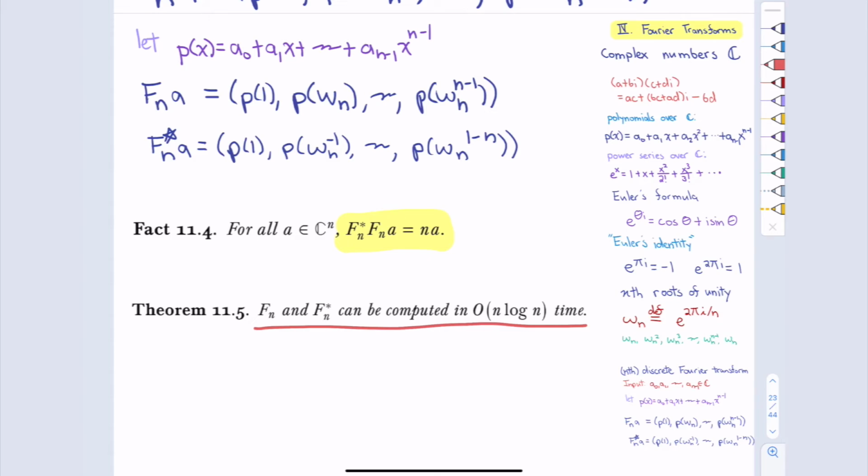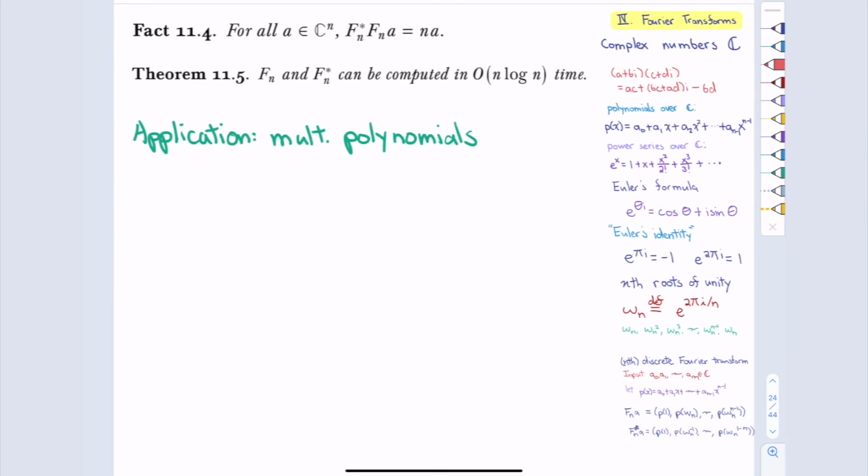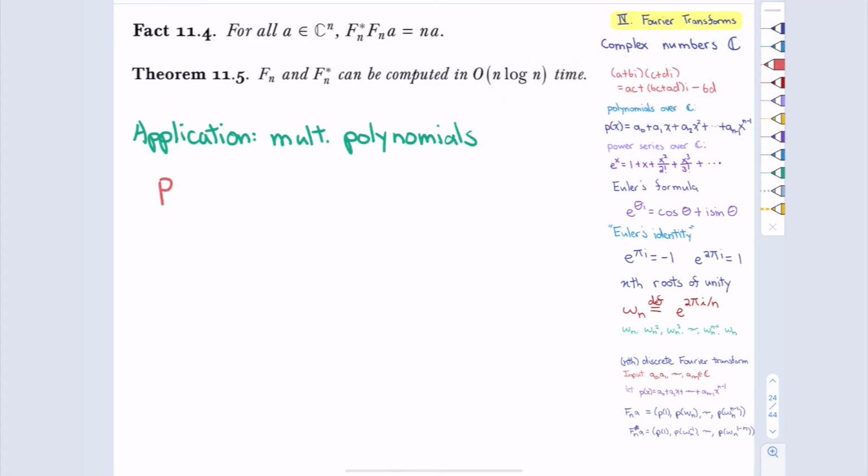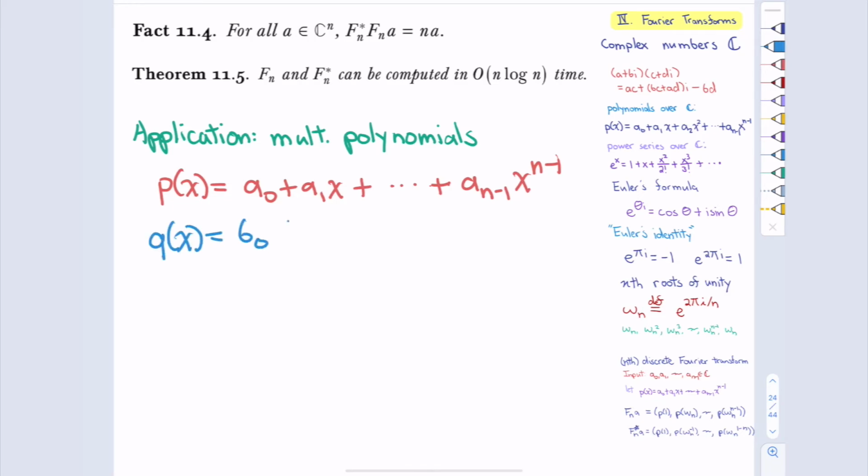Okay, it's still not at all clear why this is useful, so let me give you an application. Multiplying polynomials. Okay. Suppose I had 2 degree n polynomials, or degree n minus 1, so that's n coefficients. That's one. Here's another. So this one will have b's. Okay. Now, suppose I wanted to compute the product.